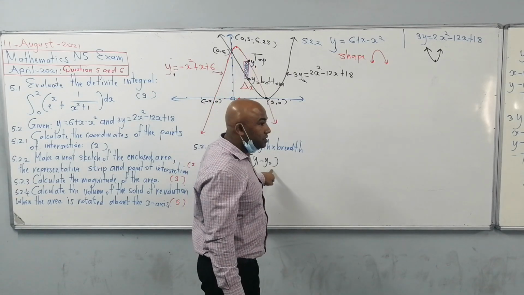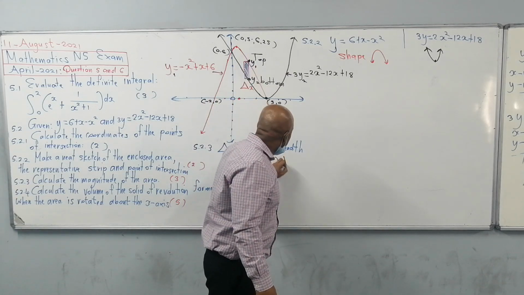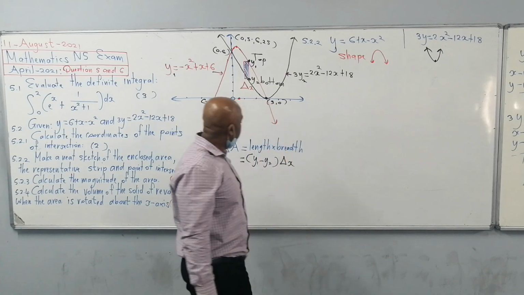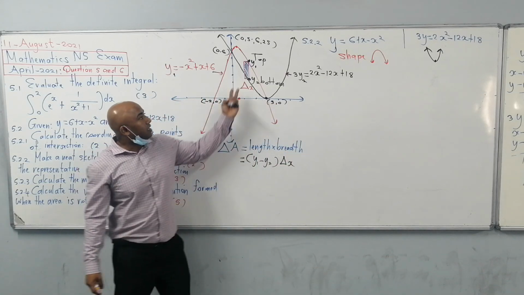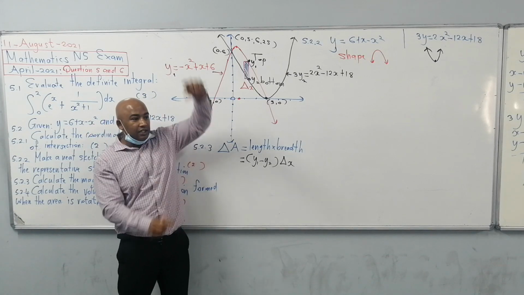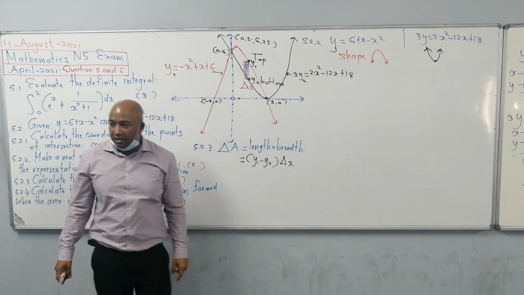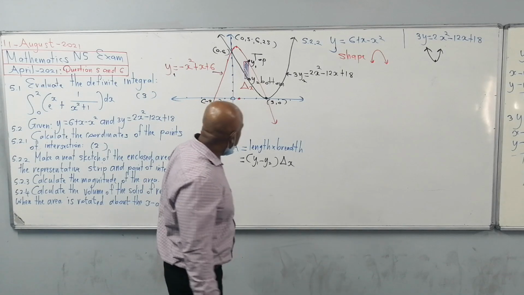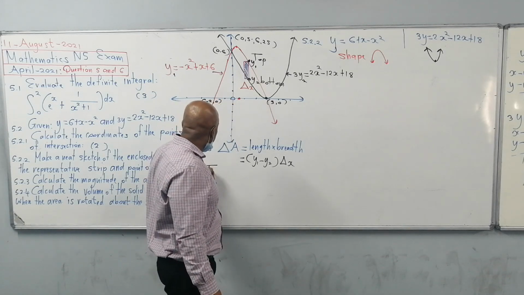So y1 minus y2, that's your length, times your breadth, which is delta x. So there's your breadth here. The breadth is the change in x, delta x. The length is the change in y. You can see that. Now, total area.